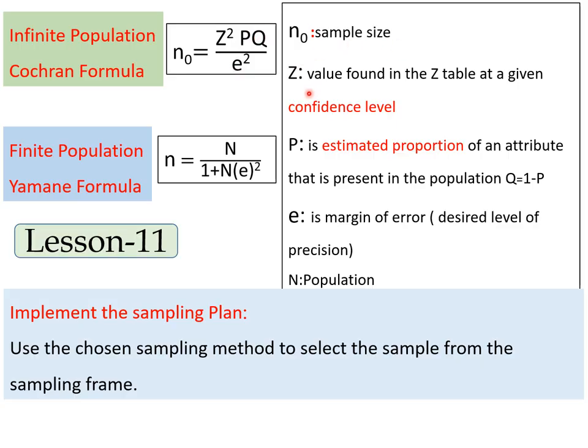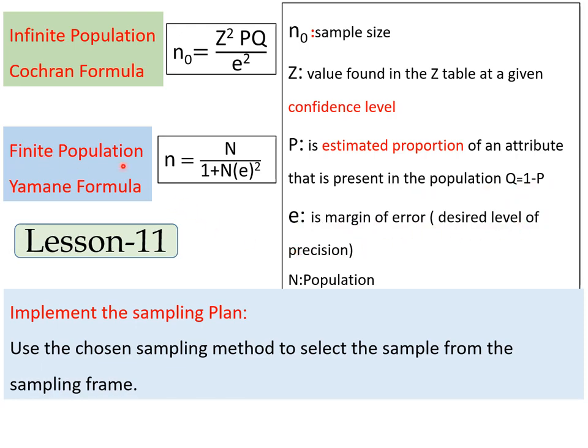And n is the sample size, z is the value found in the z table at a given confidence level, p is the estimated proportion of an attribute that is present in the population, q equals 1 minus p, and e is the margin of error or the desired level of precision.